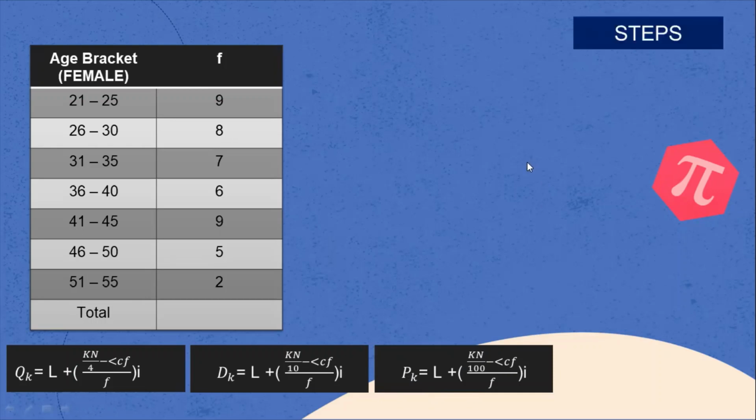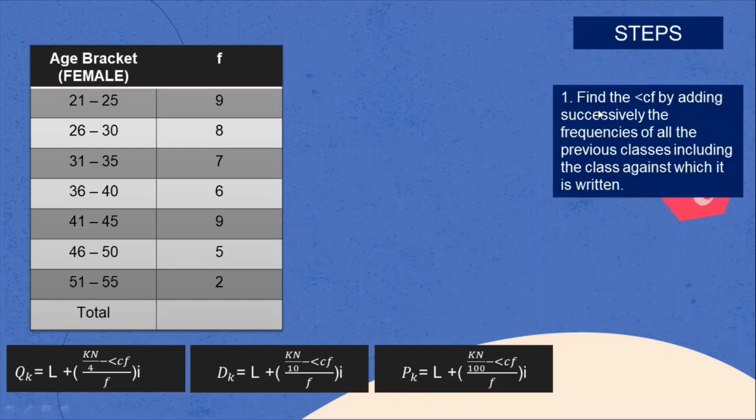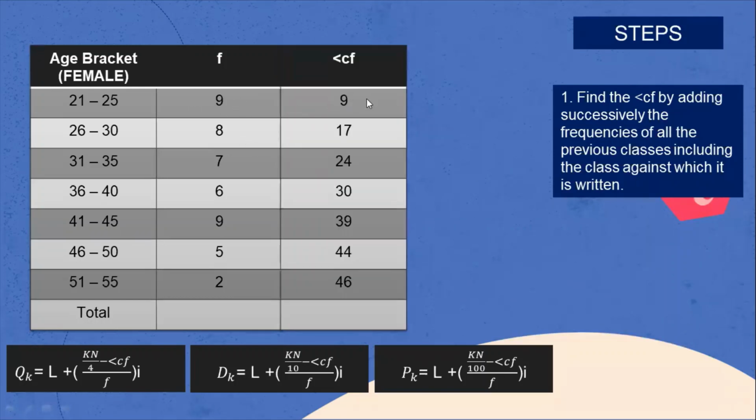What are the steps in solving for the measures of positions? First one, find the less than cumulative frequency by adding successively the frequencies of all the previous classes, including the class against which it is written. So we will be copying 9. As you can see, 9 plus 8, that is 17. Then 17 plus 7 is 24. 24 plus 6, it's 30. 30 plus 9 is 39. 39 plus 5 is 44. 44 plus 2, that's 46.